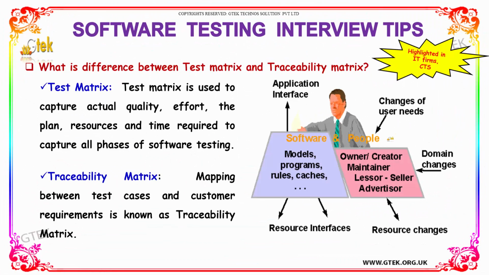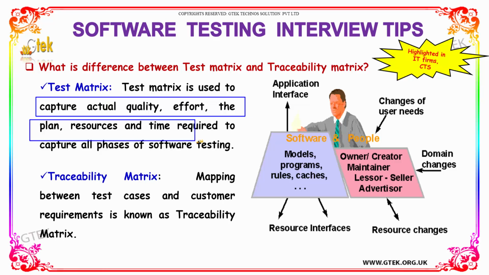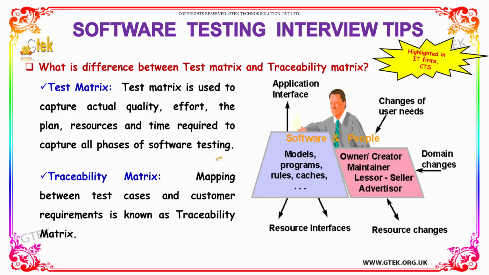Let us move on to our next question. What is the difference between your test matrix and traceability matrix? Test matrix is used to capture actual quality, effort, the plan, resources and time required to capture all the phases of software testing. Whereas your traceability matrix is the mapping between test cases and customer requirements, and it is known as traceability matrix.